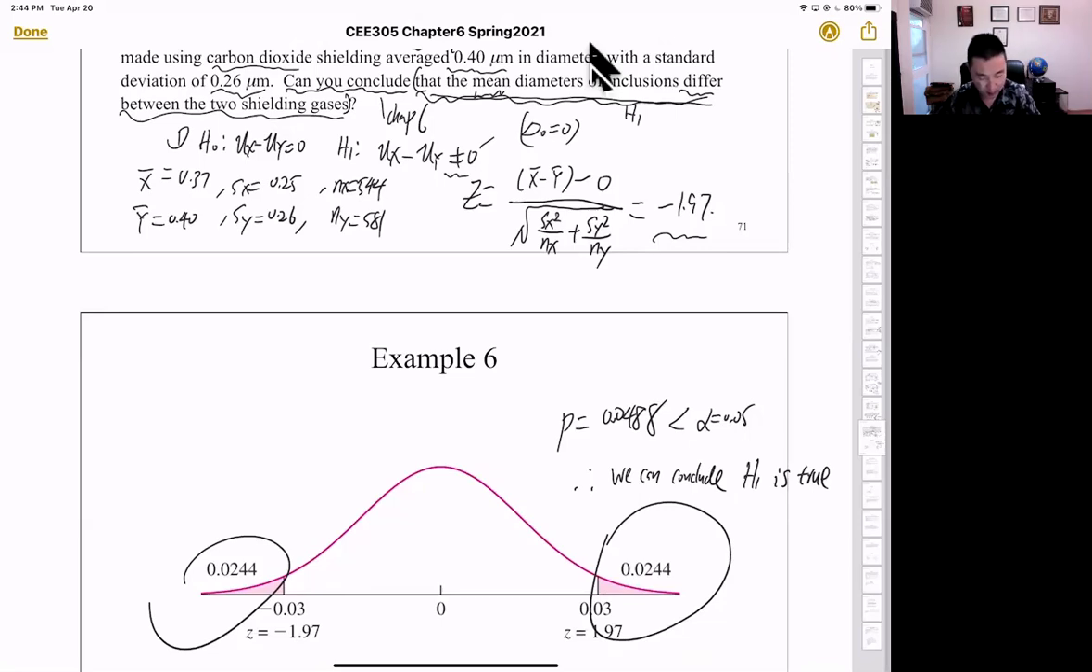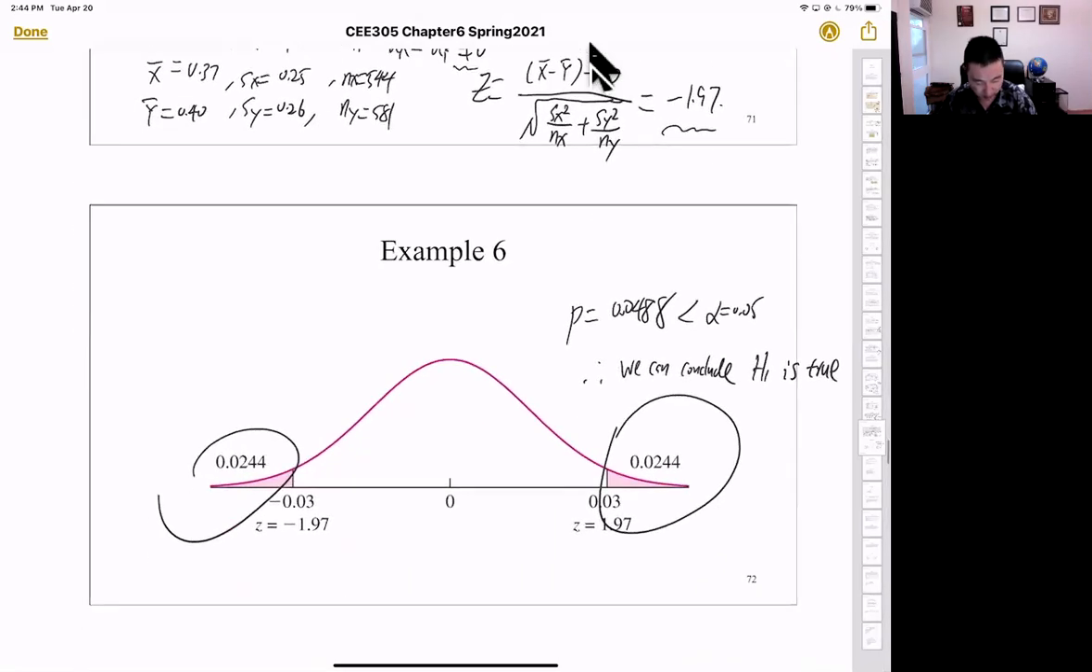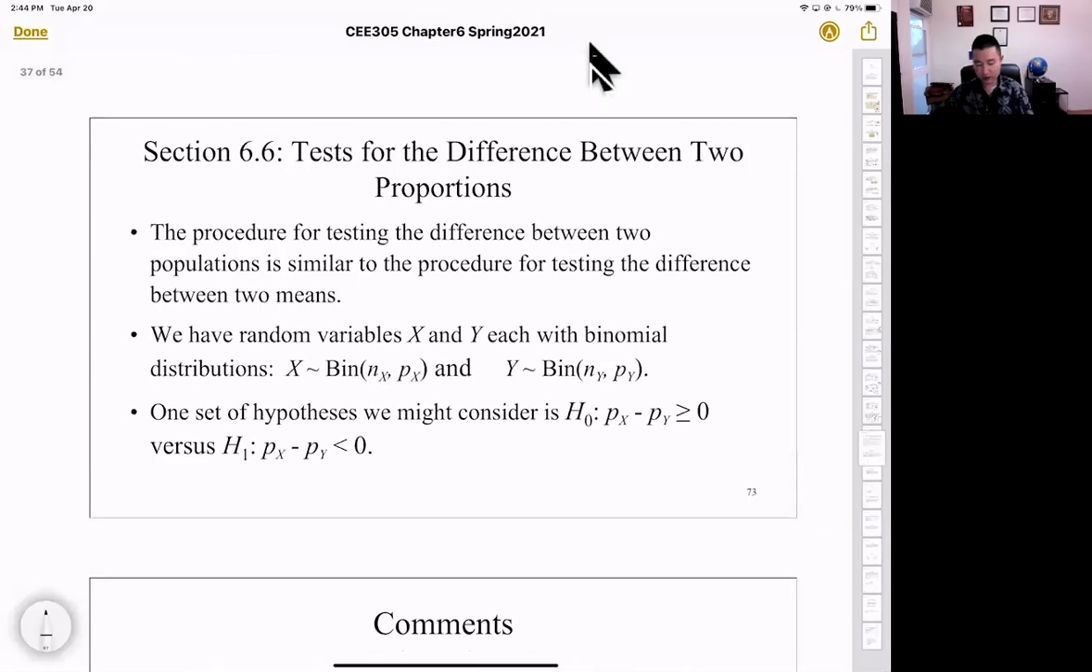All right, so that's a large sample test for difference between two means. The next section will be our last section for today. That's the difference between two proportions. Again, we have the same thing as the confidence interval in chapter 5, the confidence interval for difference between two proportions. We know that proportions follow a binomial distribution. The procedure for testing the difference between two populations is similar to the procedure for testing the difference between two means, but here x and y follow a binomial distribution.